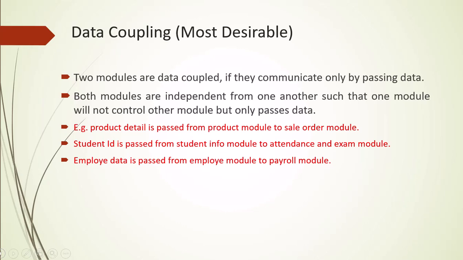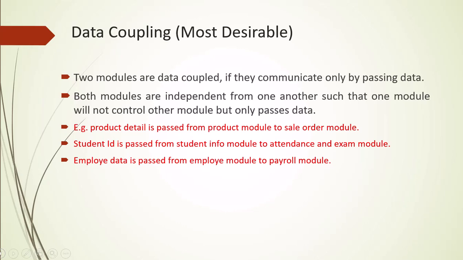Examples include when product details, product information such as product ID, product name, sale price, etc. are passed from the product module, stock module to a sale order module. Because the sale order depends on the product stock or warehouse module. So passing the data is mandatory.